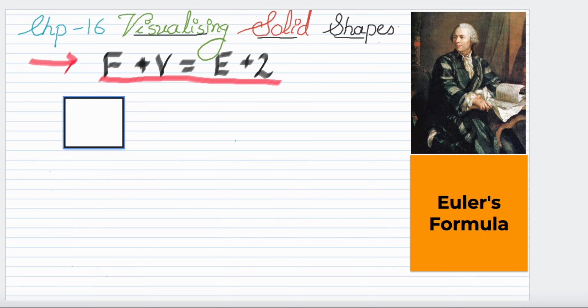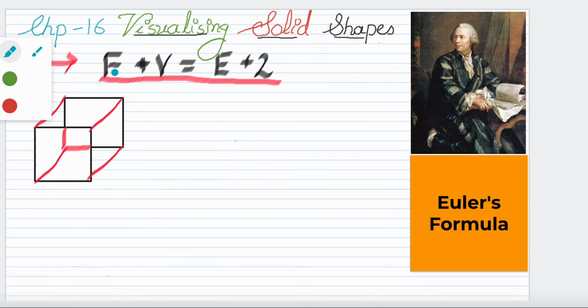So let's say I'm going to take the polyhedron cube. Okay, so this one is a cube. Now let's count how many faces we are having. So this one is first, front one, back one, 2, 1, 2, 3 and 4. So how many faces we are having? So F is equal to 6.